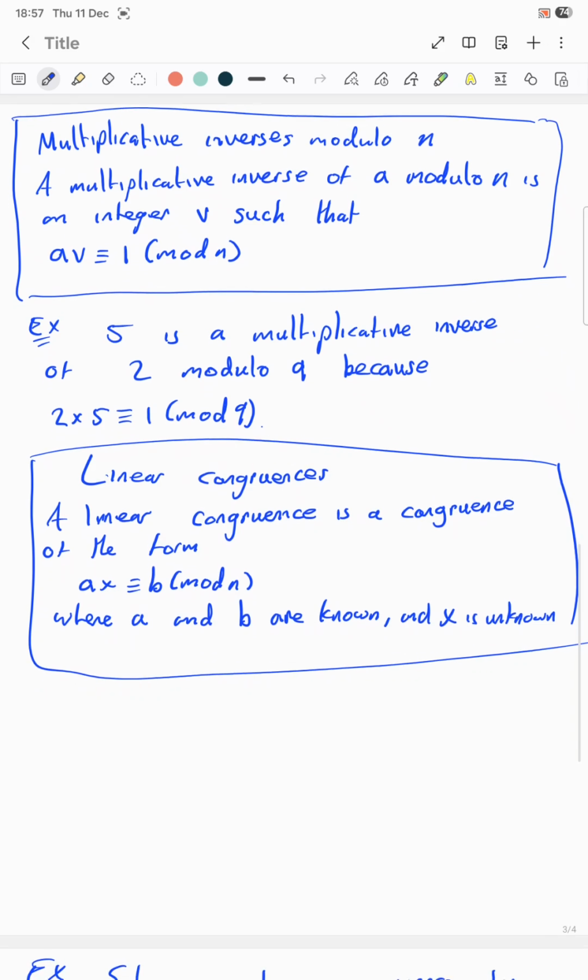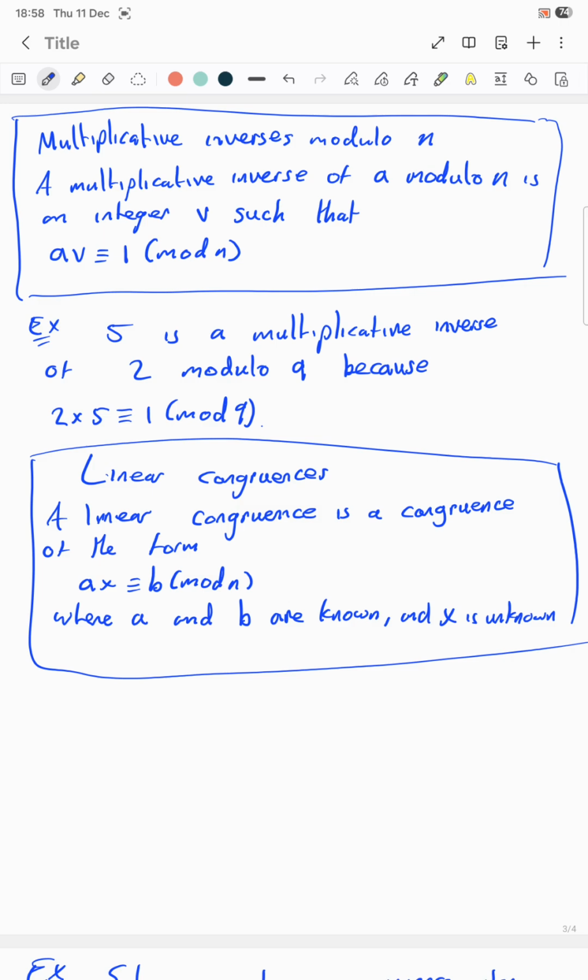Now I should probably have covered these before on power rules and arithmetic rules, but the multiplicative inverse modulo n, this is basically the definition of what it is. A multiplicative inverse of a modulo n is an integer v such that av equals 1 mod n. Example, 5 is a multiplicative inverse of 2 modulo 9 because 2 multiplied by 5 equals 1 mod 9.